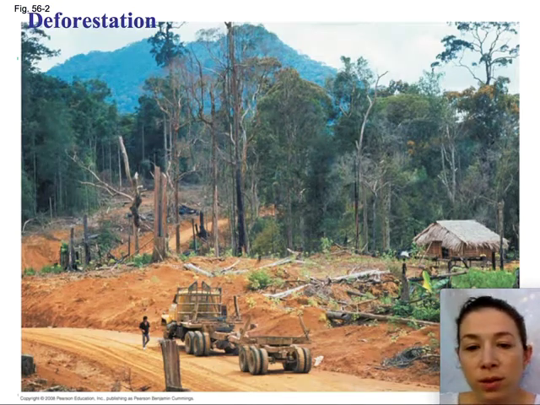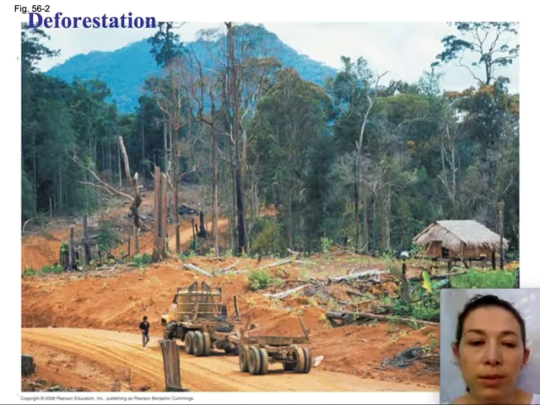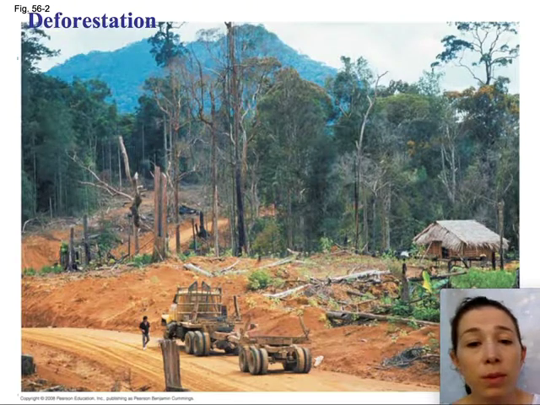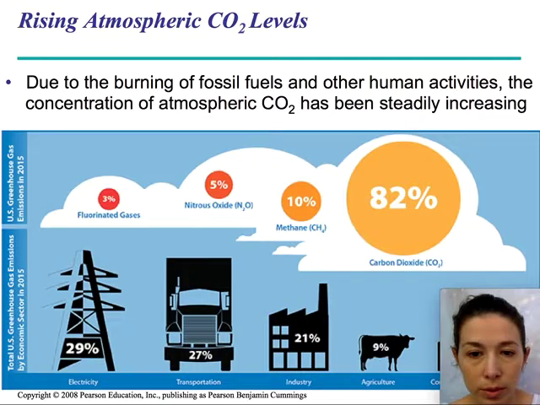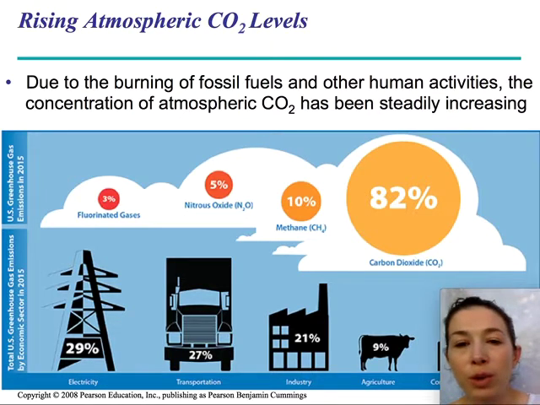Deforestation is, of course, going to displace a lot of populations, and it's going to affect carbon sequestration and other things that we also require to live on. So these are contributors to CO2 levels. We will have a whole module about this as well.